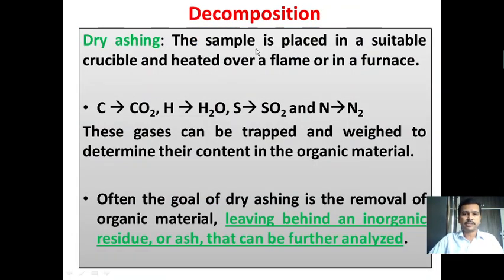And in the decomposition step, we will dry ash the sample by igniting, by placing the sample in a crucible. By doing so, the species such as carbon, hydrogen, sulfur and nitrogen can be oxidized. If we are interested to determine their quantities, we can trap them and weigh them. So during this decomposition step, we will end up with an ash, a powder which is inorganic residue, and this inorganic residue can be further subjected to analysis.